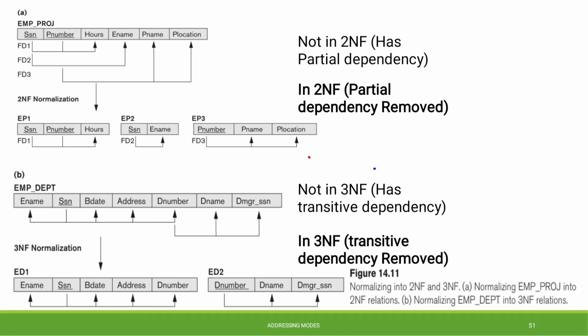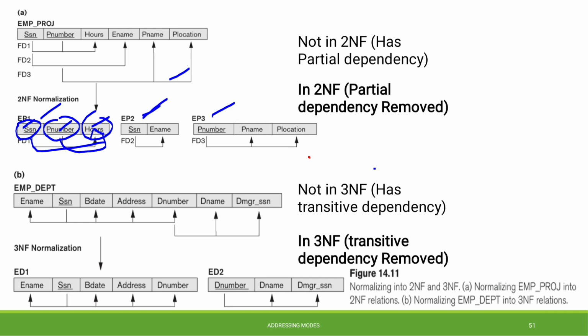Okay. To bring this to 2NF, it is divided or broken into three relation schemas: EP1, EP2, EP3. EP1 has the attributes SSN, P number and hours, in which the hours non-prime attribute is fully dependent on both the prime attributes SSN and P number. So it is fully functionally dependent. There is no partial dependency.